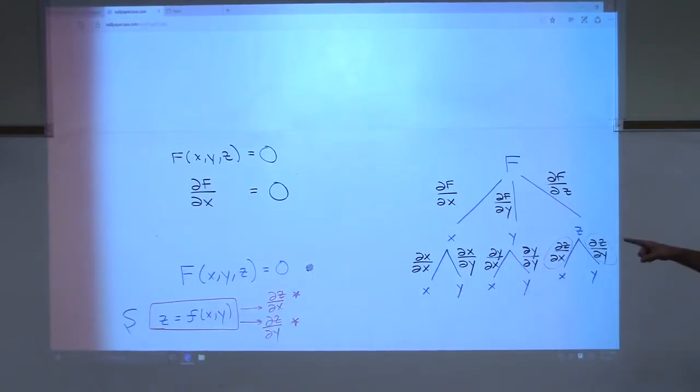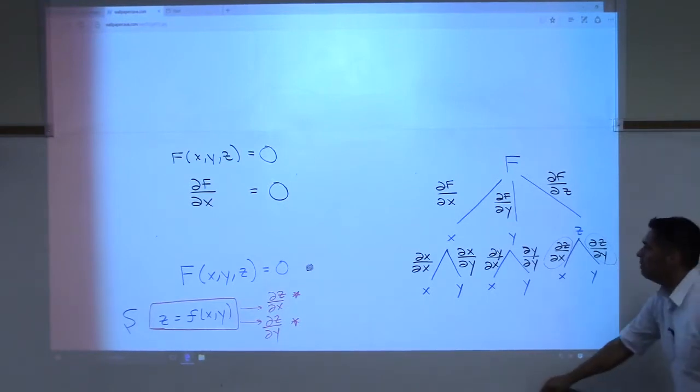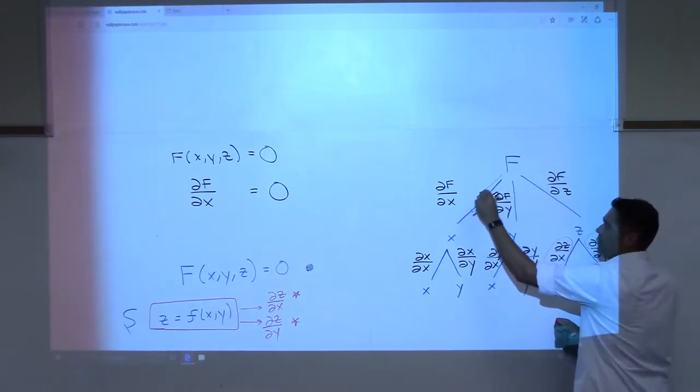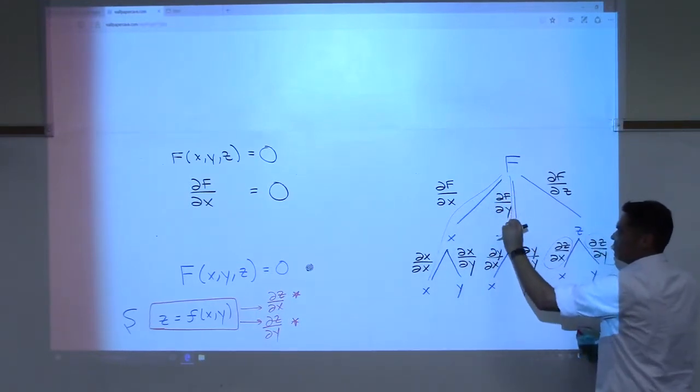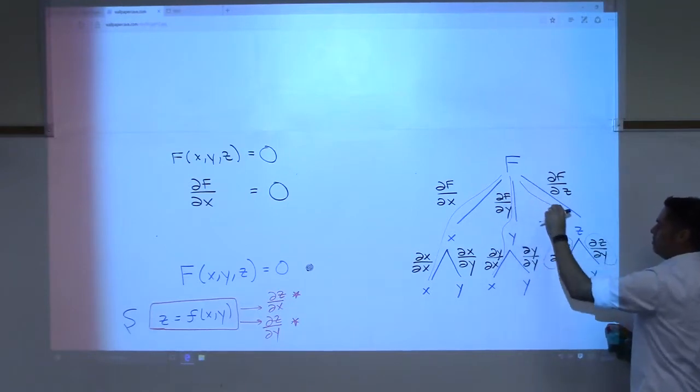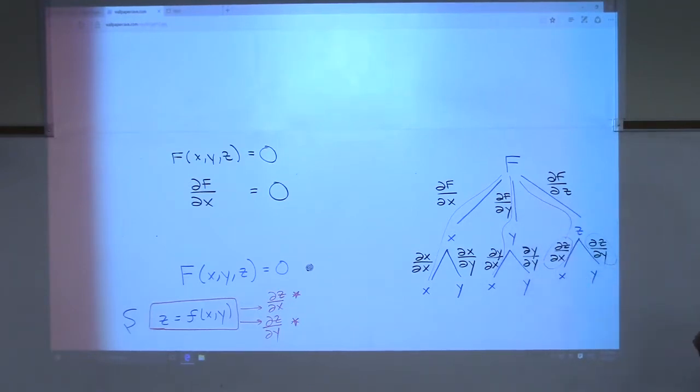Now, we have to write out the partial of capital F with respect to X. We have to go down the branches. So what branches are we going down? All these, right? Here, here, and here. Those three. And we multiply and add, don't we?